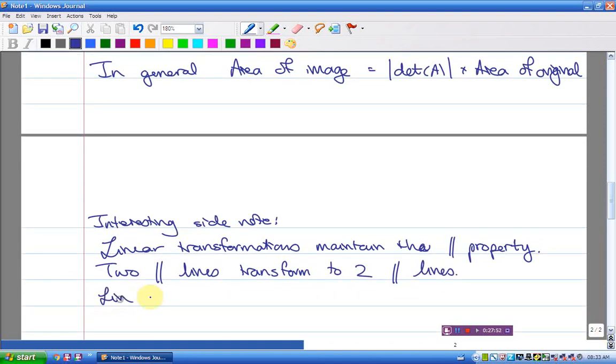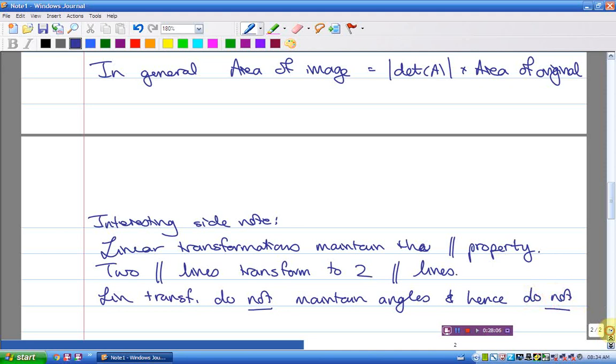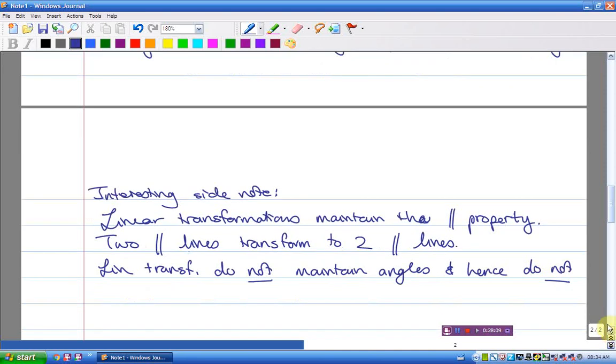Linear transformations do not maintain angles and hence do not maintain orthogonality. Okay, that was just a little thing. Again, that can be proven, but I'm not going to. I am going to finish off the linear transformation section with doing exercise 78.